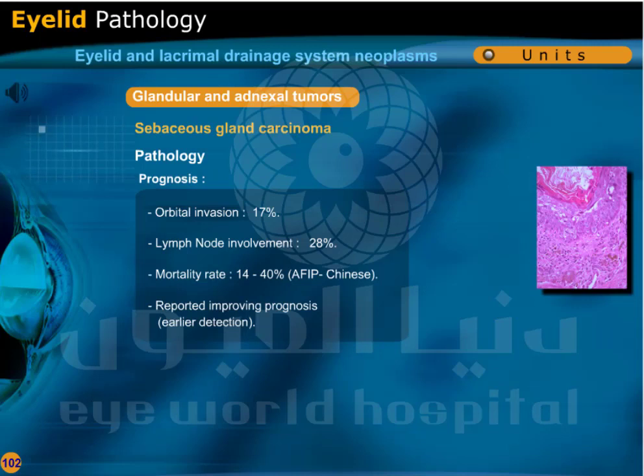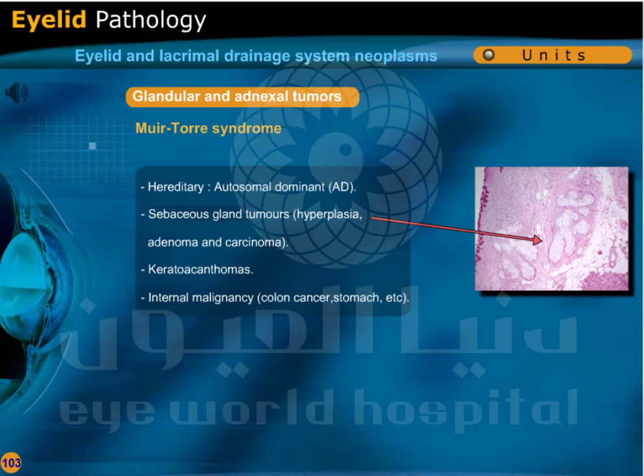In sebaceous gland carcinoma, orbital invasion occurs in 17% of cases, lymph node involvement in 28% of cases. The mortality rate is 14 to 40%, and the earlier the detection, the better the prognosis. Muir-Torre syndrome. This is a hereditary autosomal dominant syndrome with sebaceous gland tumors, hyperplasia, adenoma, and carcinoma, also keratoacanthomas and internal malignancy, like that of the colon or stomach, and so on.